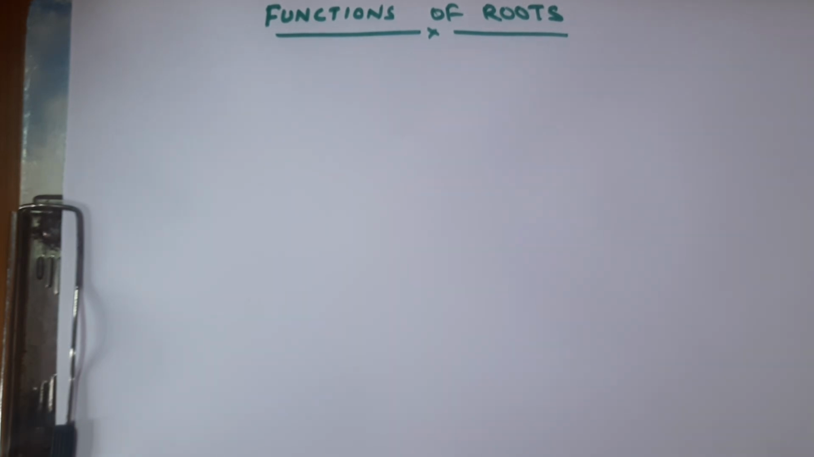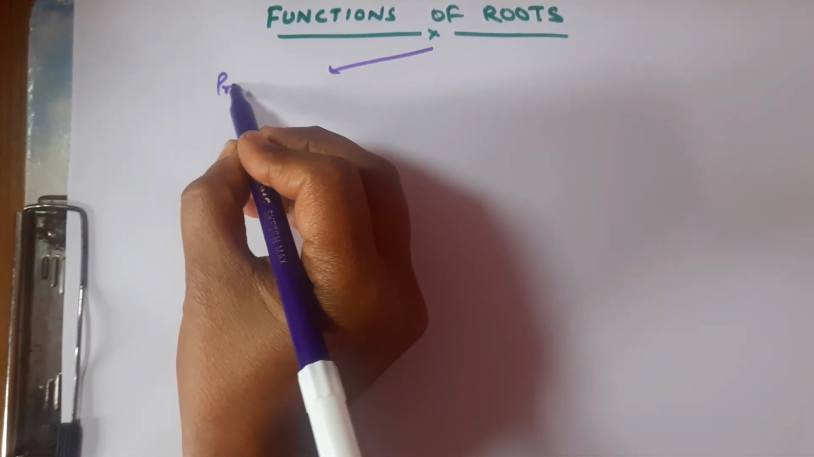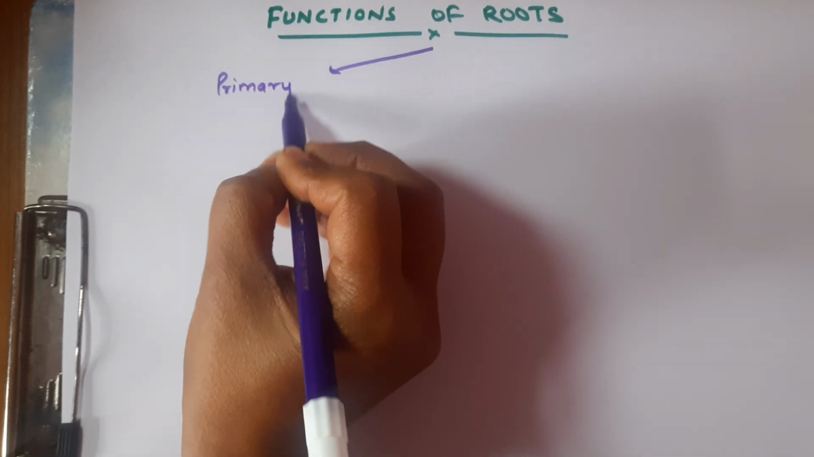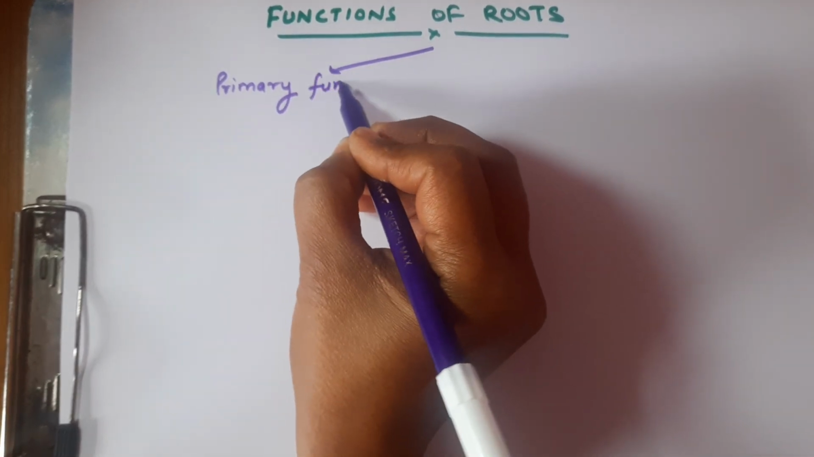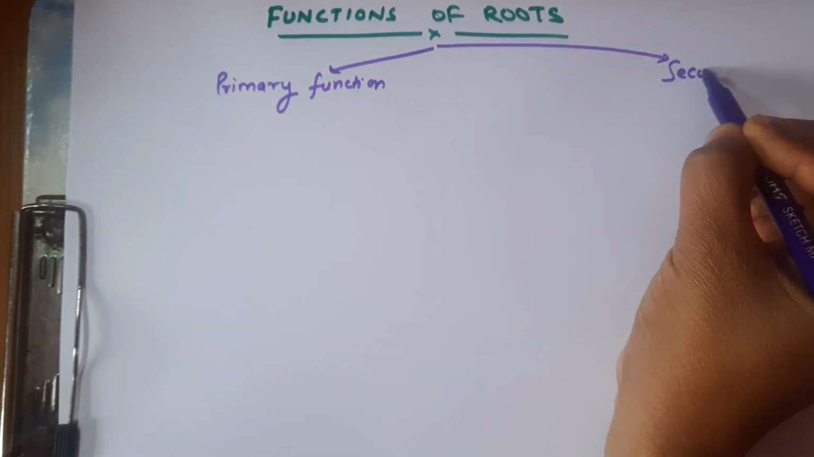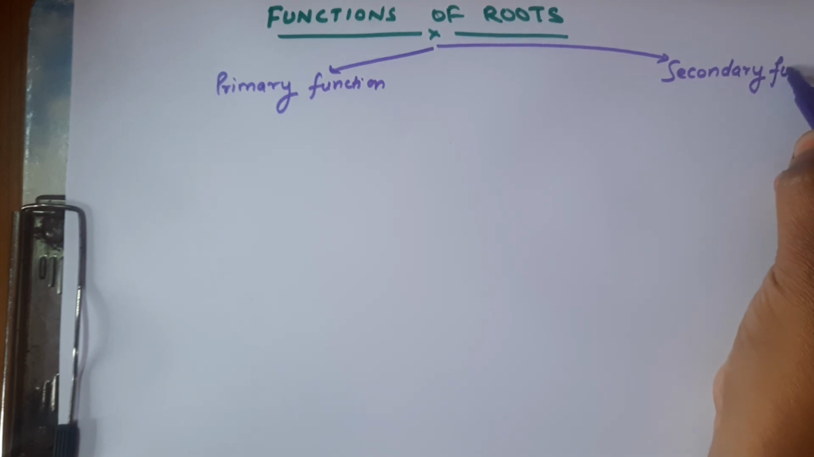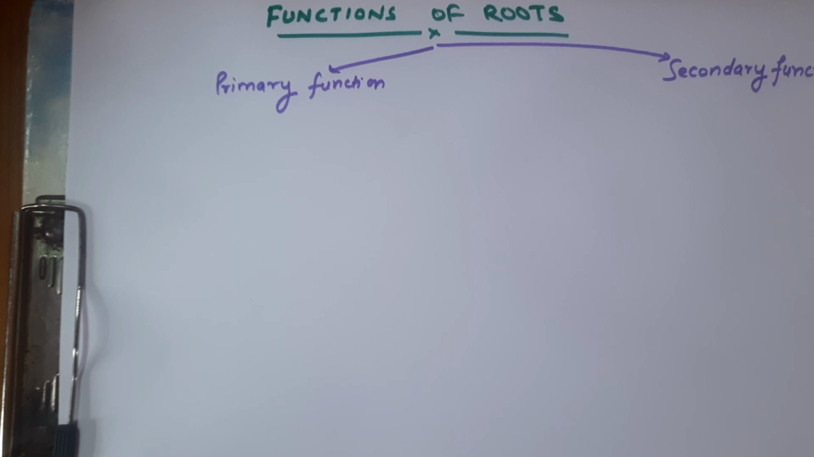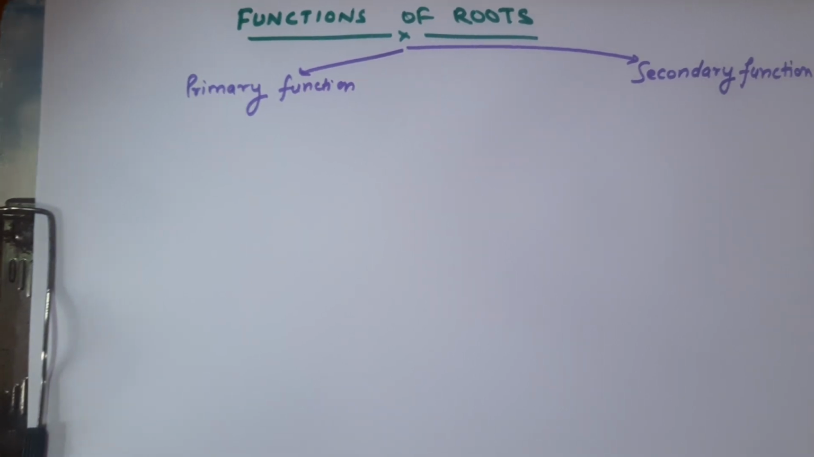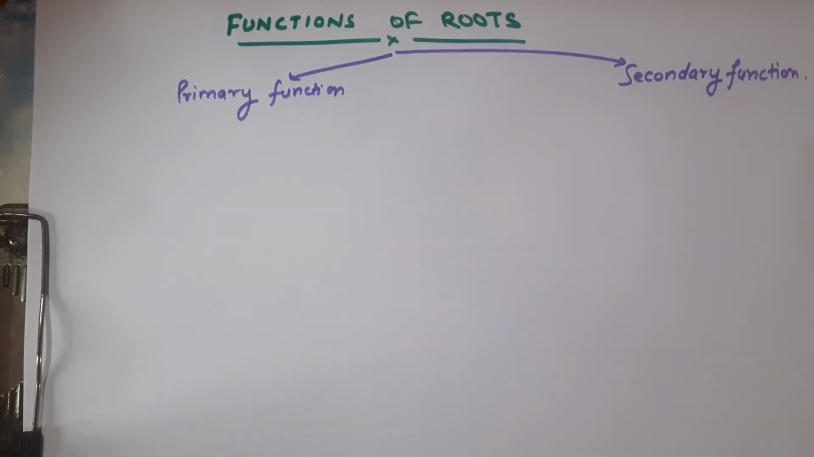In this video I'm going to explain the various functions of the roots. Roots perform two kinds of function. The first is primary. Primary means the main function. And the next one is the secondary function. Secondary means they will do their main function, but in addition to that they will perform certain other works also. So there are two kinds of function of the root, the primary and the secondary. We will discuss them one by one.